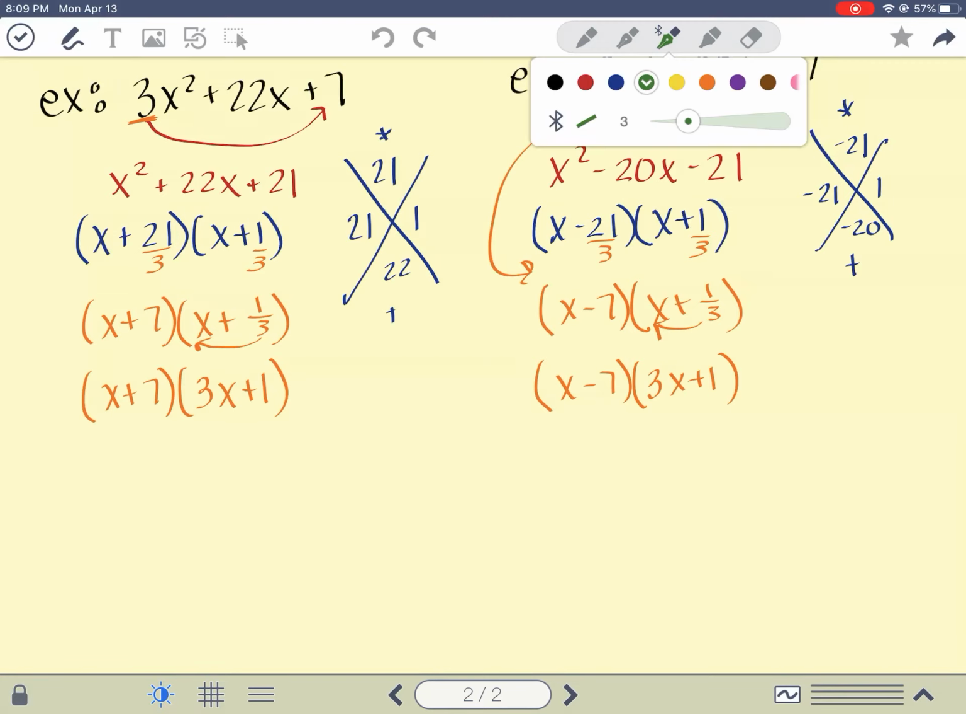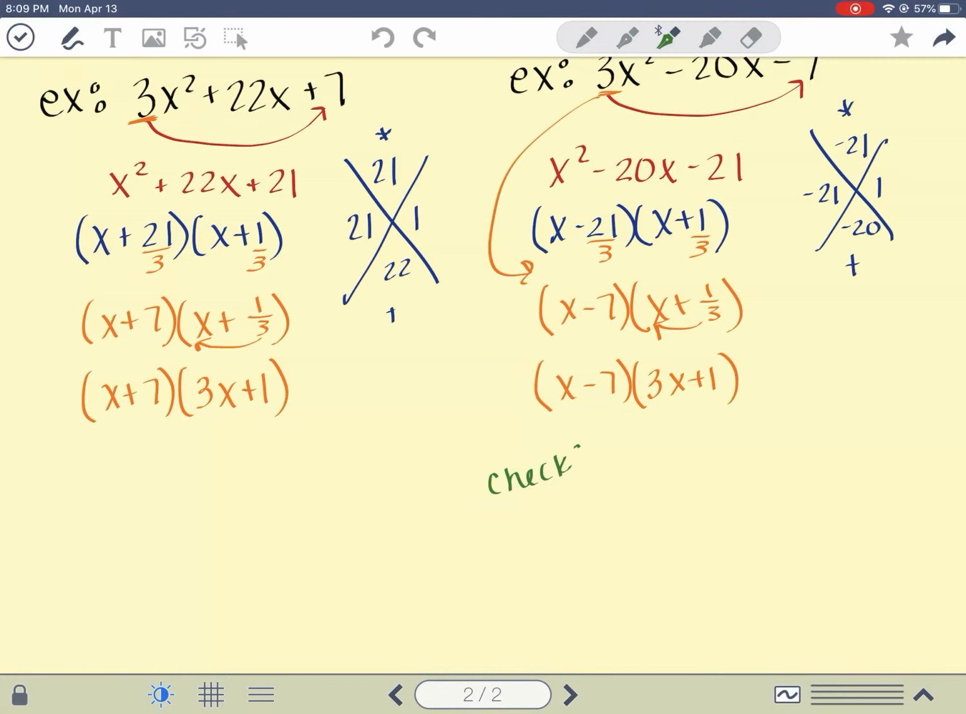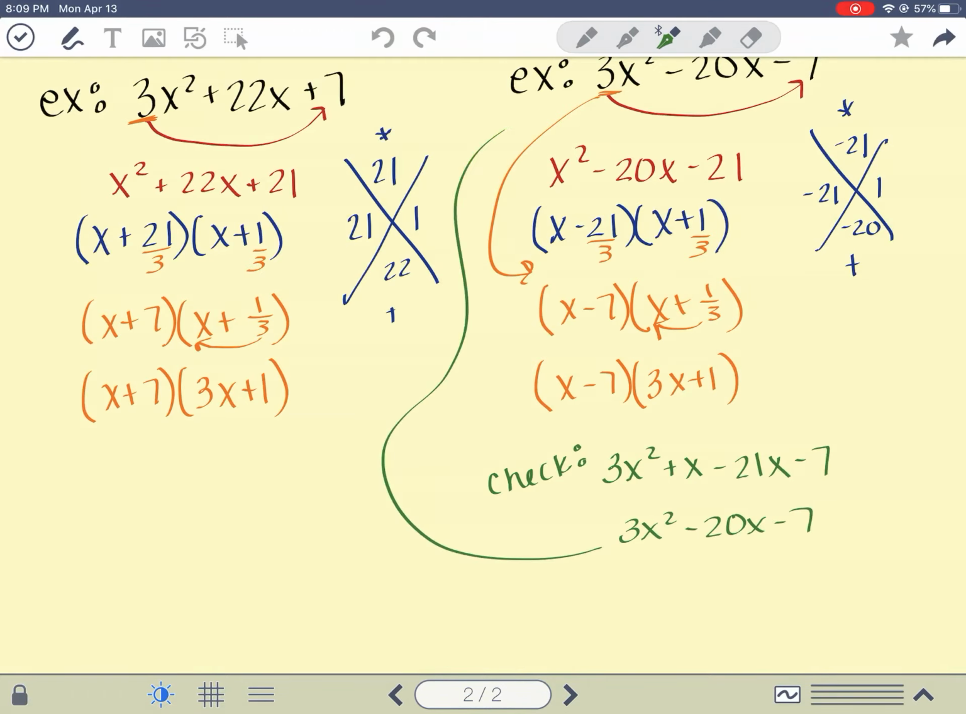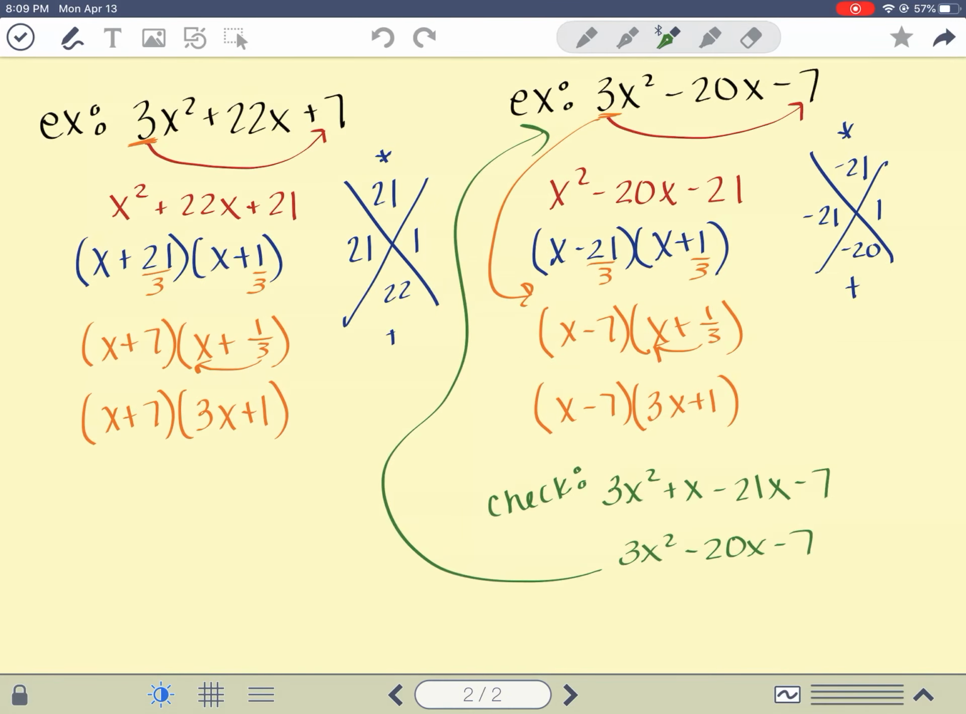Again, as a reminder, check your answers. Make sure that you check your answers by FOILing it back out. X times 3x, you get 3x squared. X times 1 gives you a positive x. Negative 7 times 3x gives you negative 21x. Negative 7 times 1 is negative 7. Combine those like terms: 3x squared minus 20x minus 7. And that, again, is exactly what we started with.